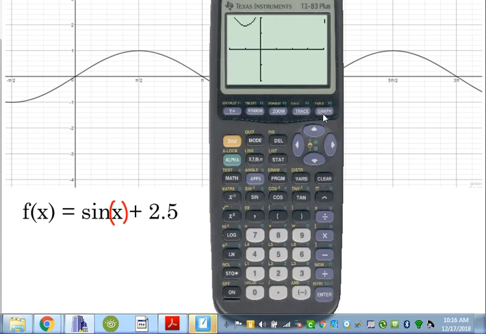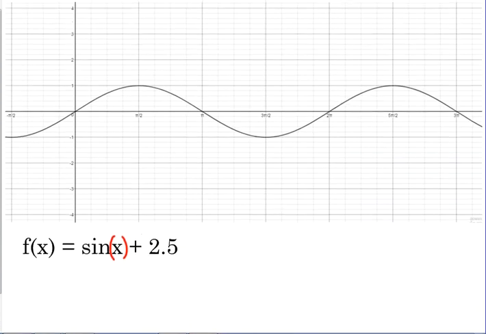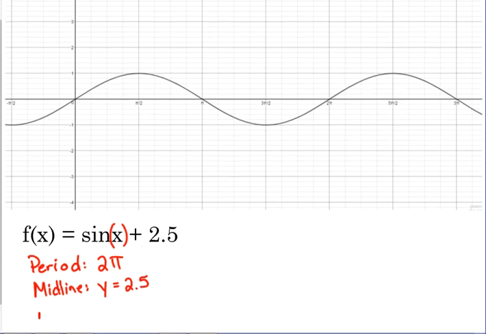Let's look at the graph. I can't even hardly see it because it has moved up 2.5 units. We have not changed the period because we didn't multiply the x by anything, so it's still 2 pi. The midline is what has been changed. Remember, if we add or subtract something from the end, it shifts it up or down that many units. So we were at 0, now we're at 2.5. We didn't multiply our sine function by anything, so our amplitude is still 1.